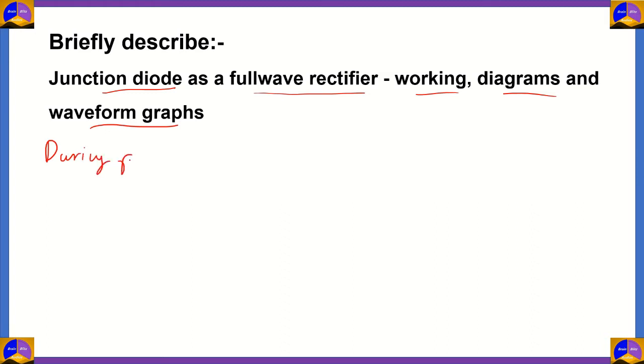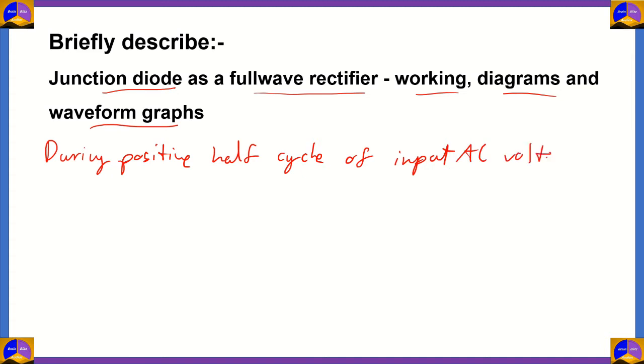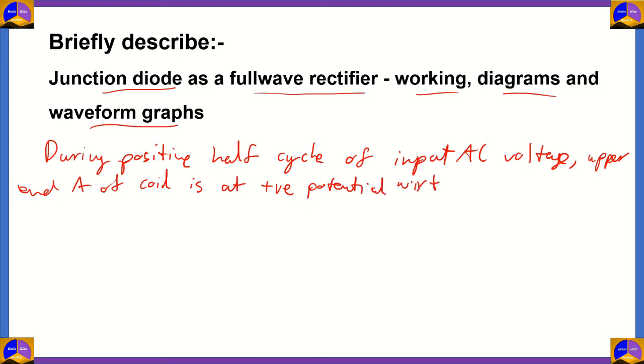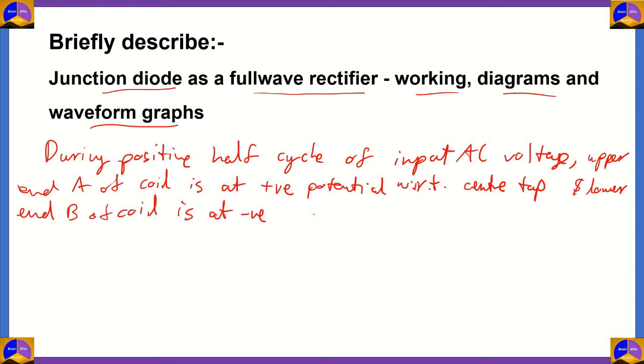So during the positive half cycle of the input AC voltage, the upper end A of the coil is at positive potential with respect to the center tap, and the lower end, which is B of the coil, is at negative potential.